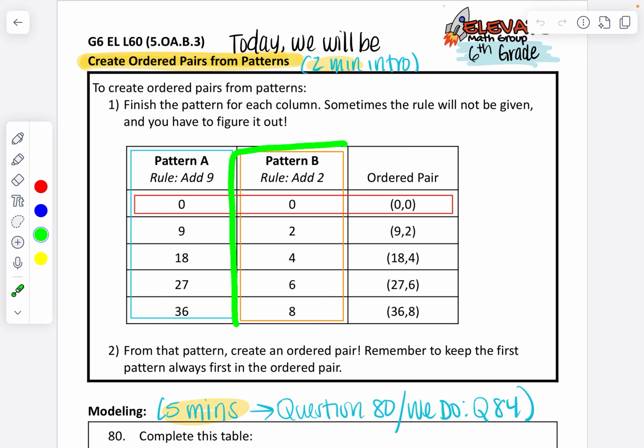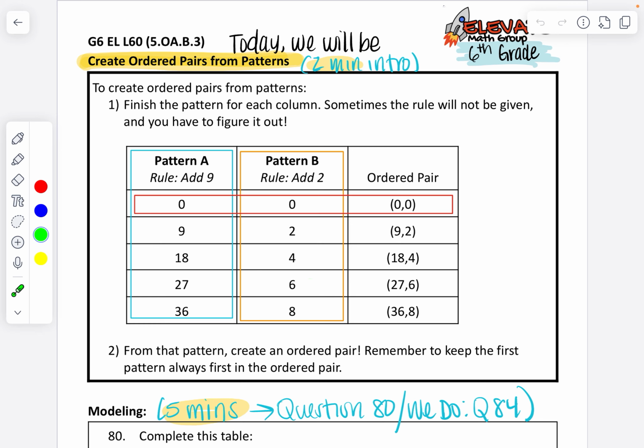And then looking at the second column, the rule is to add 2. So we're not doing the same rule that we did for pattern A. Pattern B has its own rule. So we're going to do add 2. 0 plus 2 gives me 2. I can skip around and I can even do 6 plus 2 gives me 8. That's how I know when I check my work that wherever I jump, I'm still using the same rule.